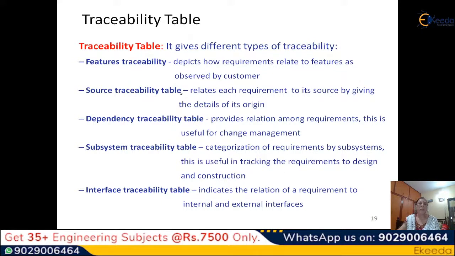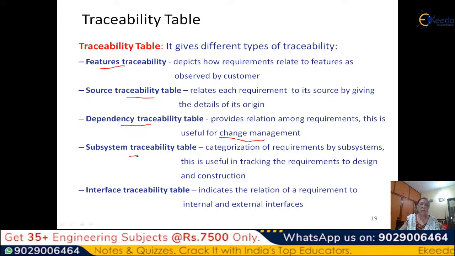The traceability table actually consists of multiple things. One is the feature traceability, which depicts how requirements relate to the features observed by the customer. Then you will have source traceability, that means from where this requirement originated, how it originated. Then dependency traceability, that means whether there is any relation between different requirements. This is important because when you do the change management, if you change one requirement, the other requirement also will undergo change. So whatever design and code you have created have to be changed.